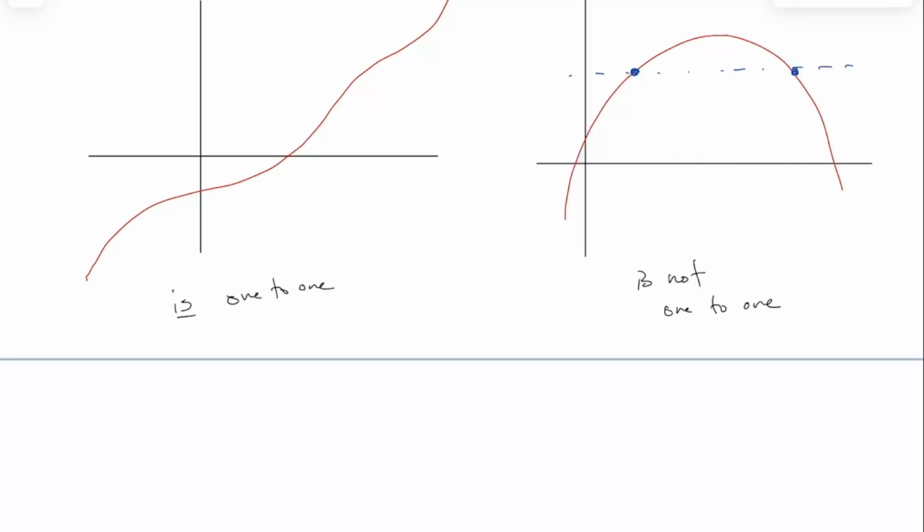But the 1-to-1 business is about horizontal lines. So this one is 1-to-1 because any horizontal line touches the graph once. Whereas this one is not 1-to-1 because some horizontal lines touch the graph more than once. Although this one right there only hits it once, that's not good enough. There are others which do not. All right, that's called the horizontal line test.